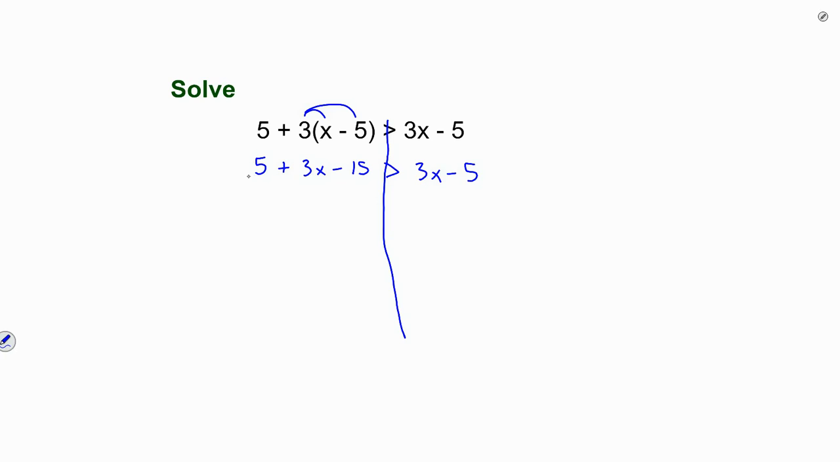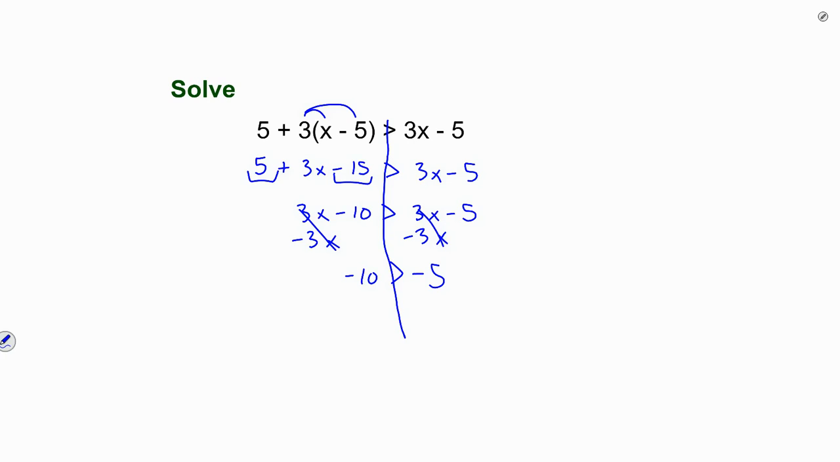Next, let's go ahead and combine our like terms. So let's combine the 5 and the negative 15. So we get 3x minus 10 is greater than 3x minus 5. Excellent. Now let's go ahead and move our variables. So we see here minus 3x, minus 3x. So we would have negative 10, these cancel, is greater, these cancel, so negative 5.